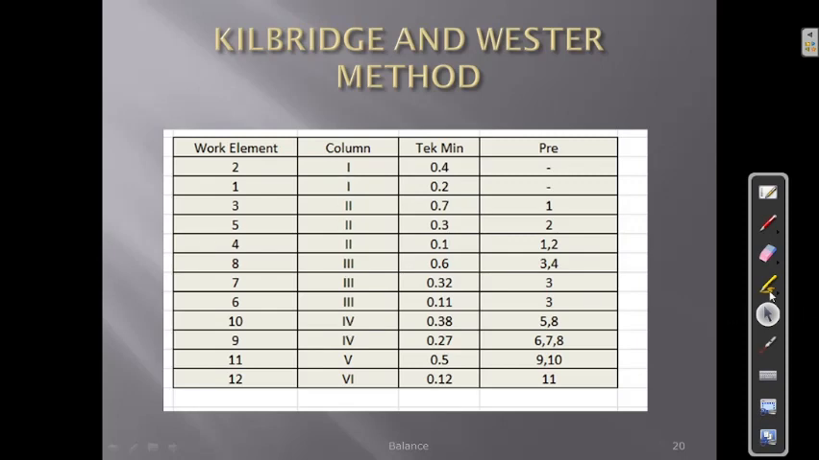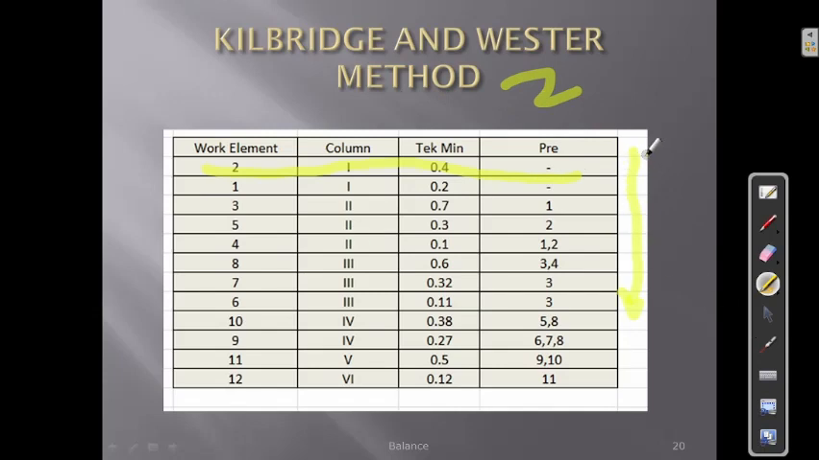Then we will make a station as we have seen in the previous largest candidate rule model. Likewise, we have to take which one as first. If there is no predecessor, we have to take it as first. So we will consider from top to bottom. We can take a first one without predecessor. So here this is without predecessor. So we took work element number 2.